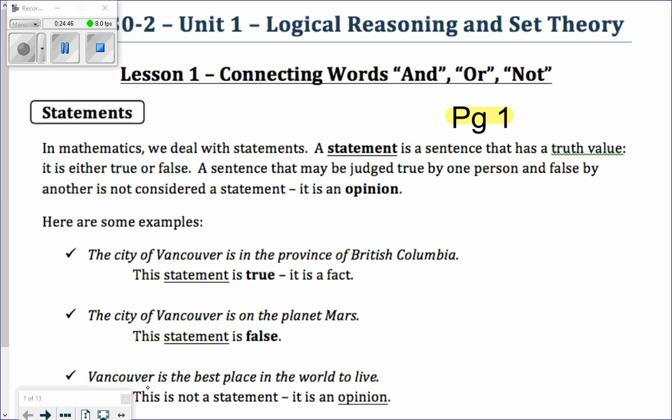So the city of Vancouver is in the province of BC. That statement is true, and it's a statement. It's true or it's false. The city of Vancouver is on the planet Mars. That is still a statement, it just happens to be false. Vancouver is the best place in the world to live. That is an opinion. That is not a statement. So statements are just something that are either true or false. Nothing's up for interpretation at all.